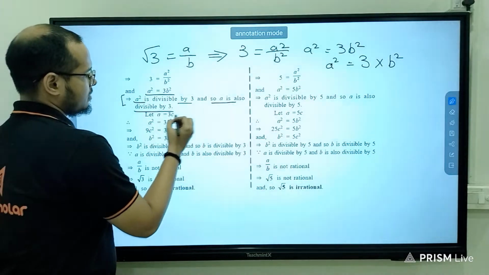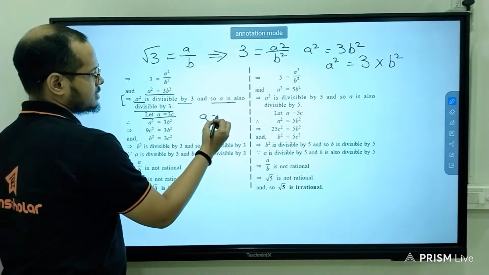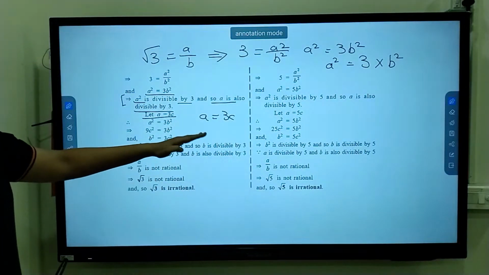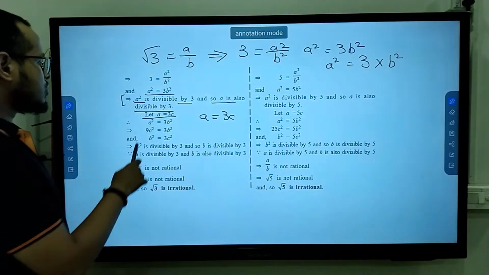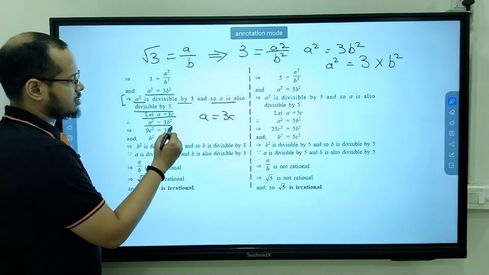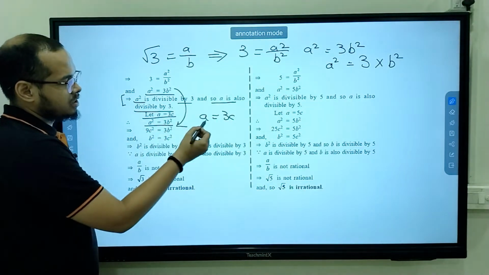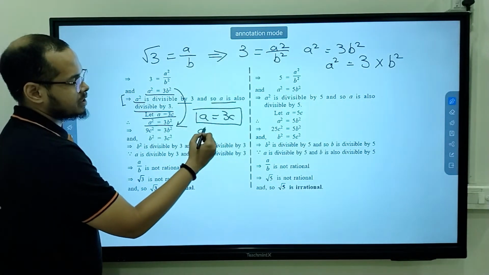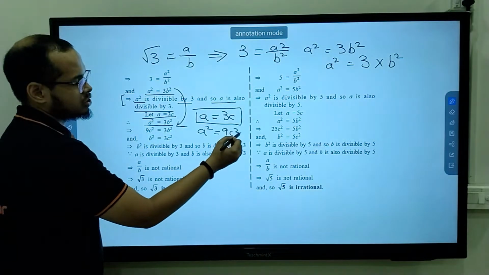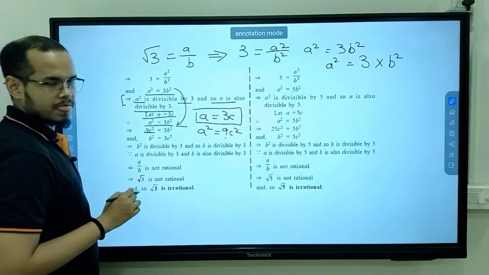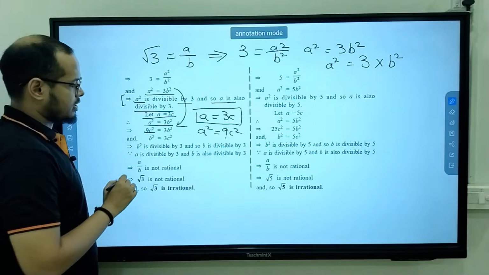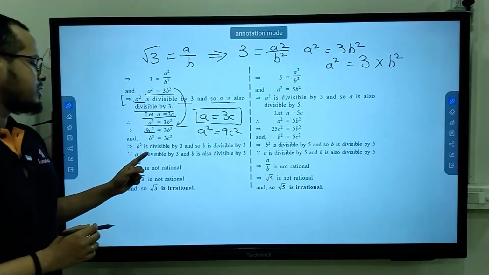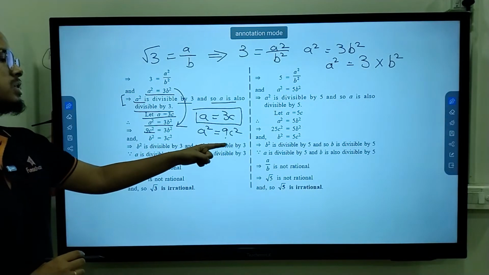Now let a is equal to 3c. Why did we take another value c? Because we want to compare it with the last value. So a square is equal to 3b square from here. If we square this term, we get a square is equal to 9c square. So we put this 9c square here. So 9c square is equal to 3b square. So b square is equal to 3c square. Now b square is divisible by 3 and so b is divisible by 3.